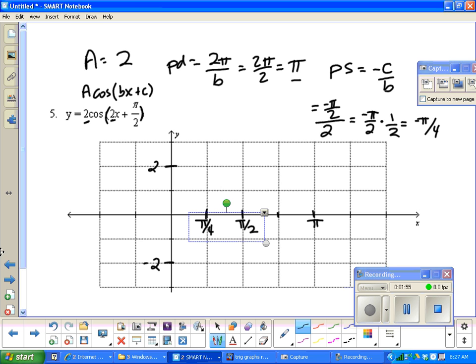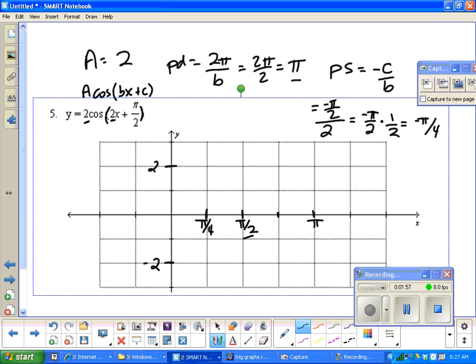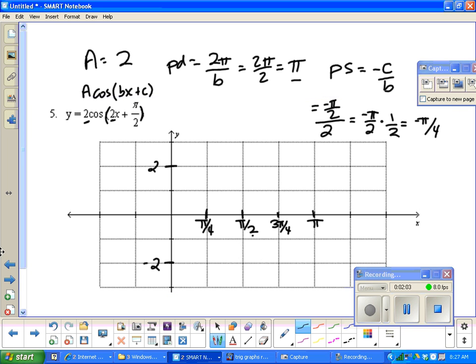So it's pi over 4, 2 pi over 4. So this one would be 3 pi over 4. Now, let's make a note of our phase shift. Our phase shift is negative pi over 4.